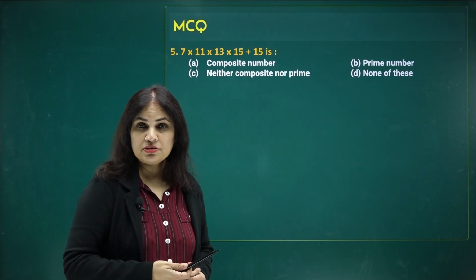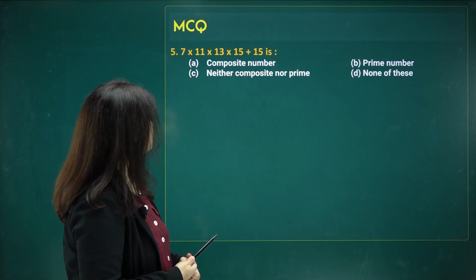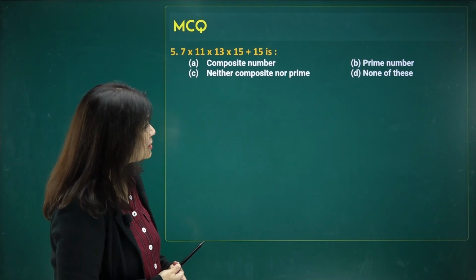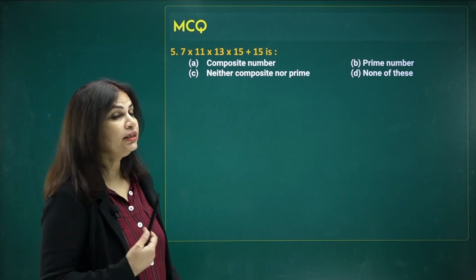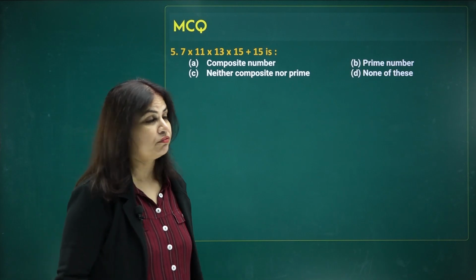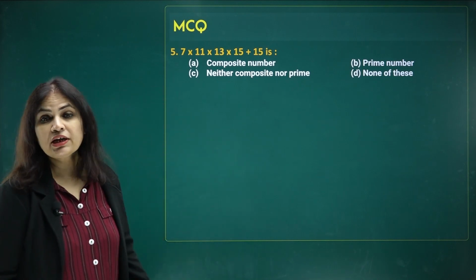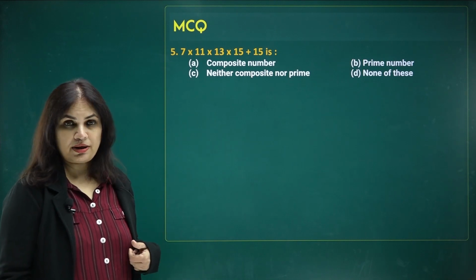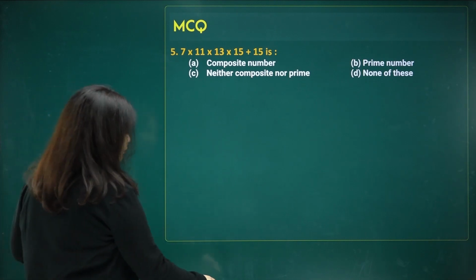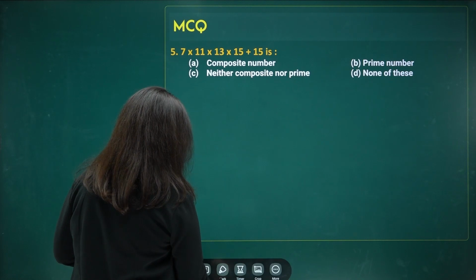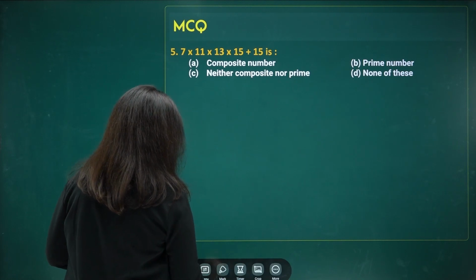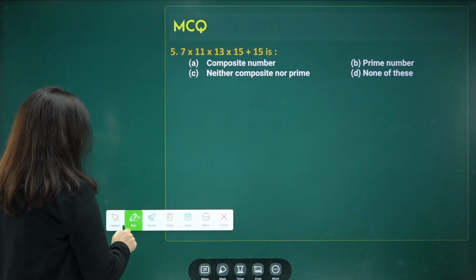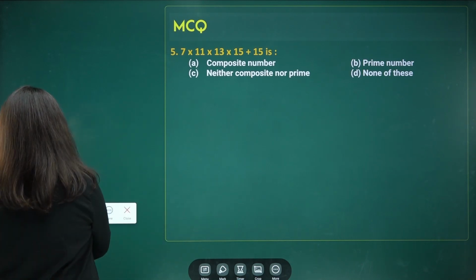The next question, another important question: 7 into 11 into 13 into 15 plus 15 is a composite number, a prime number, neither composite nor prime, or none of these. I know every composite number can be expressed as a unique product of prime factors. So, if I prove the same, it will be proved that it's a composite number. Otherwise, it will be proved to be prime.